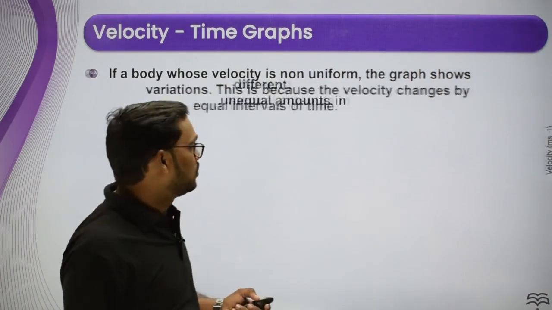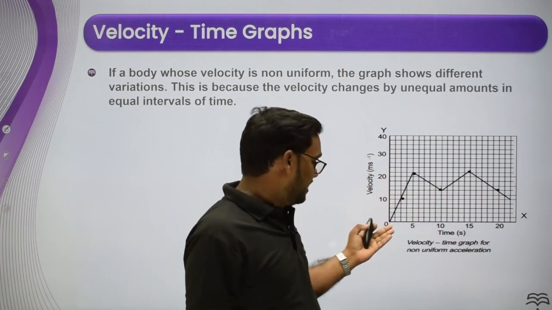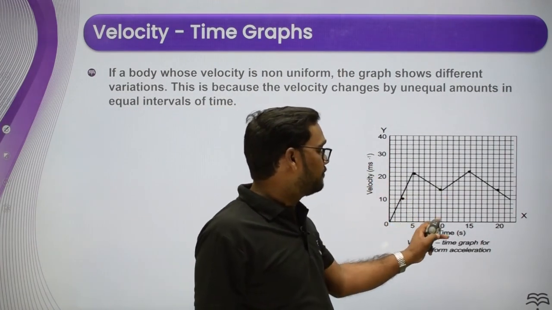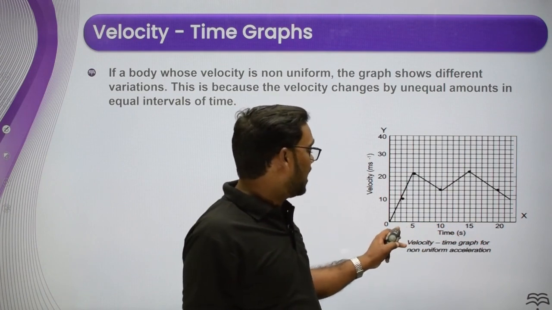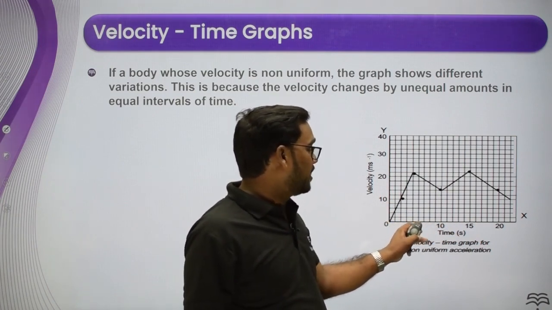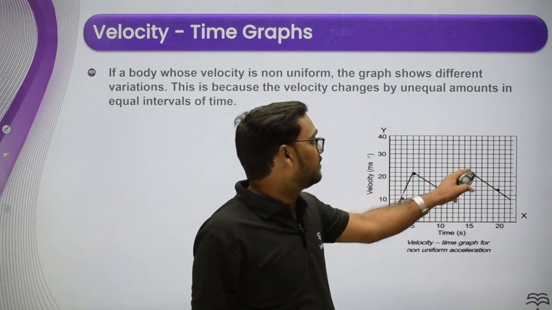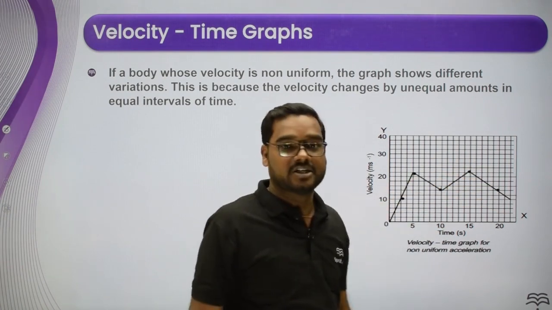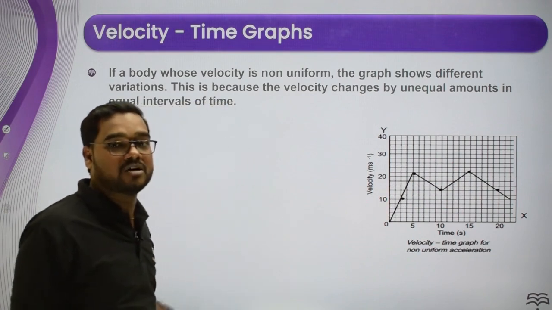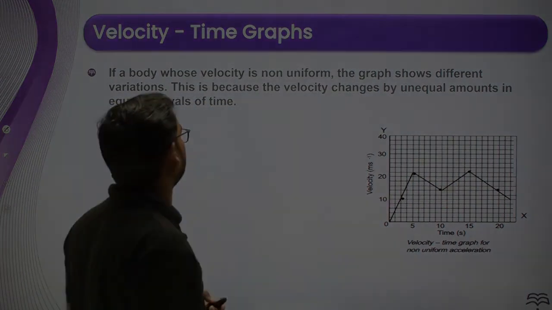Okay, now you can see here. The graph is random. The time interval is the same, 5 units, 5 units, 5 units, 5 units. In these 5 units, the velocity is increasing. In the next 5 units, after some time, it will decrease. After some time, again it will increase. After some time, again it will decrease. So there is no fixed pattern because this is non-uniform. Okay, this is a non-uniform type of graph.